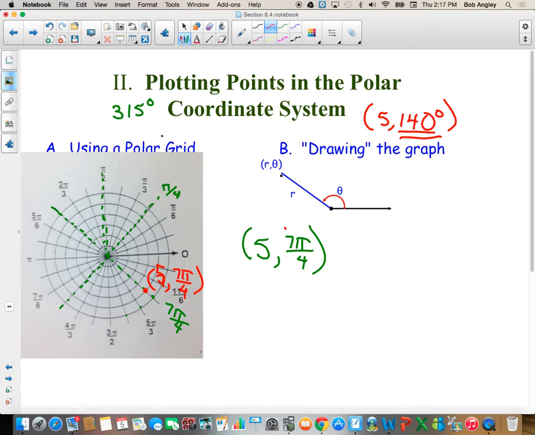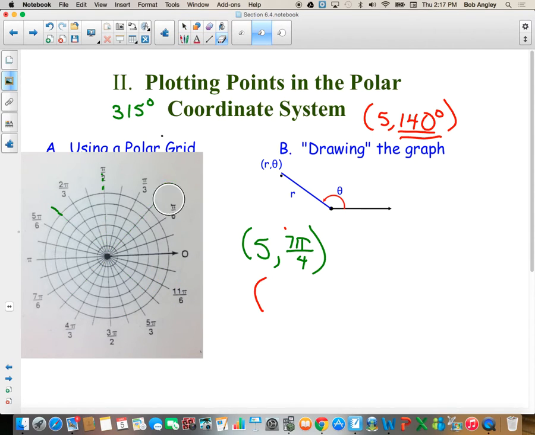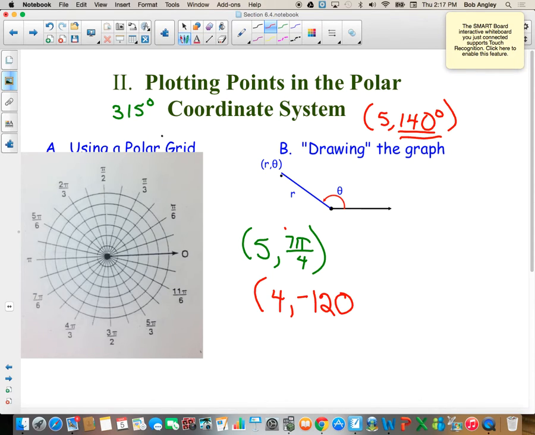Okay. Now, I'm going to do an ask question here. I'm going to ask you something as opposed to just show you how to do something. What do you think you would do if you had something like 4 comma negative 120 degrees? You go clockwise. All right, we would go clockwise, is correct, okay? Everything just blinked there again.